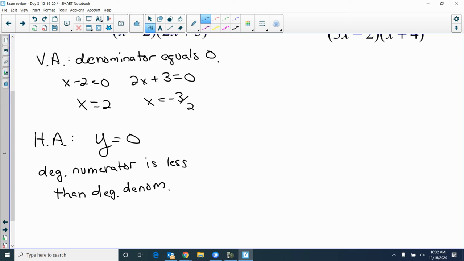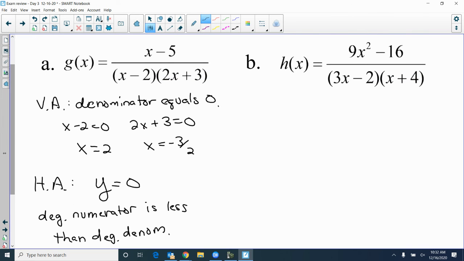Where the numerator equals 0, those are your x-intercepts. All right, so vertical asymptotes, denominator equals 0. Horizontal asymptotes, you compare the degree of the numerator versus the degree of the denominator. If the degrees are equal, then we have to look at the leading coefficients, which we didn't need to in this case. All right, look at that second one or copy that second one down.